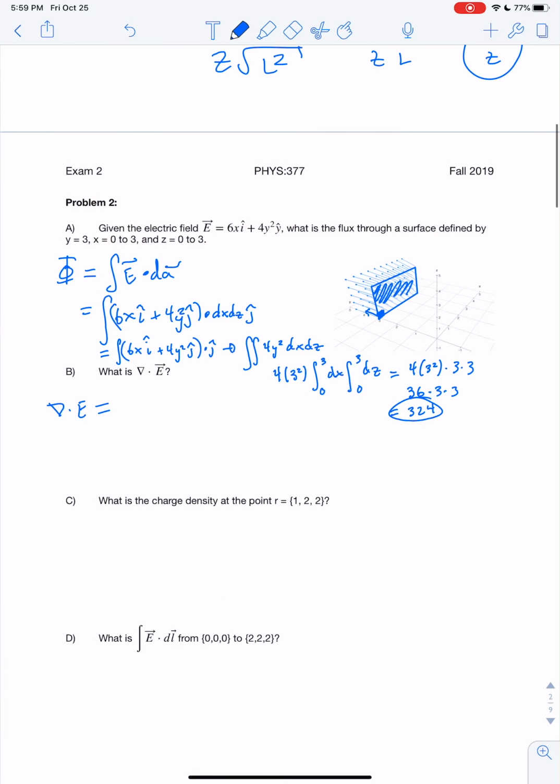So we're going to do x hat d dx ex plus y hat d dy y hat. Okay, and so this gives you d dx is, sorry, cat.